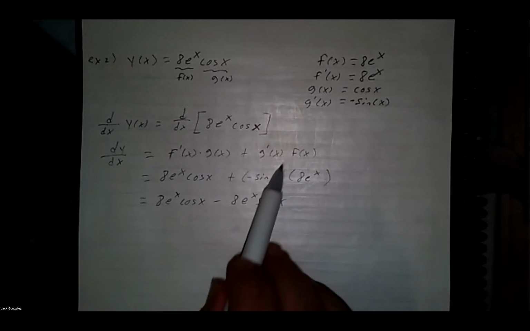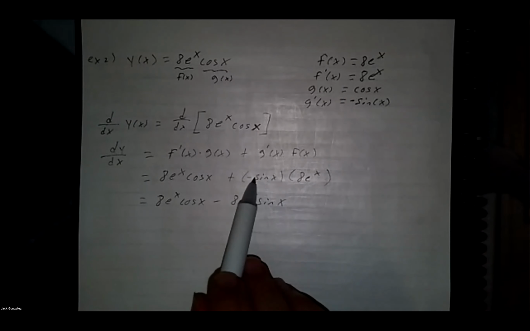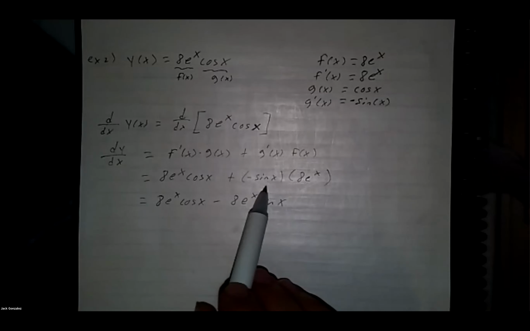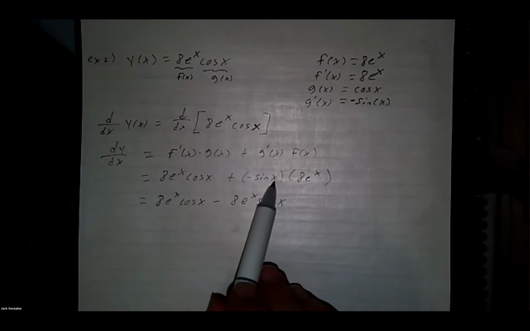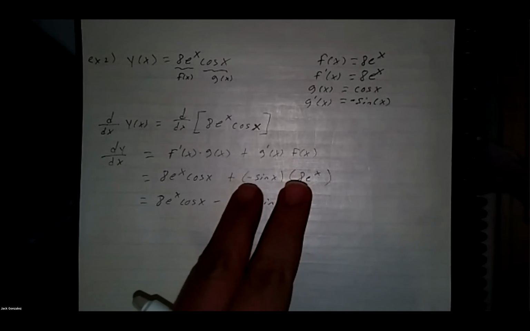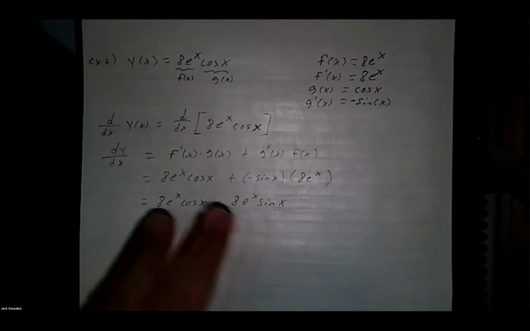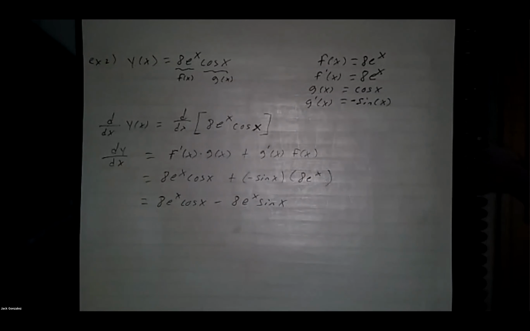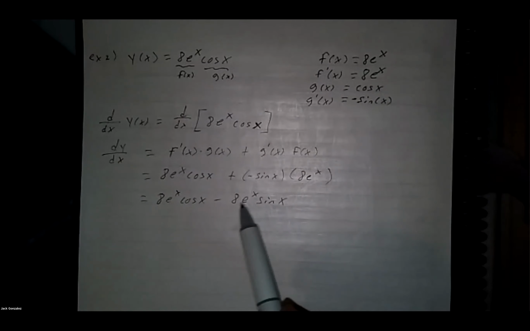If you put the 8ex first, no, it would not matter because it's addition. As long as you have negative sine x and 8ex, I don't care. It won't matter how you write it. Usually we put the numbers in front and the ex in front, but there's no rule that says you have to.